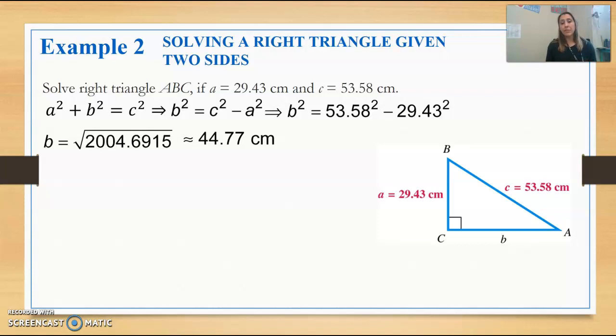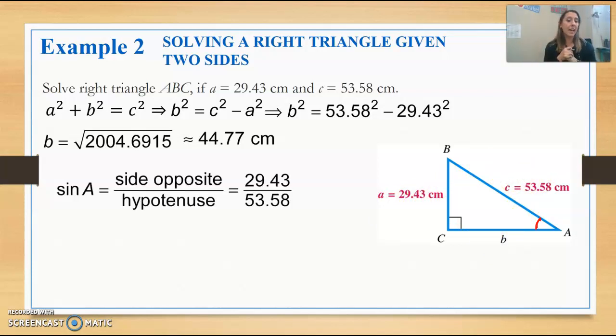Okay, so now the next thing we want to do, we want to use our givens. So I'm going to find angle A. So angle A is right here. So we're looking for an unknown angle. This is where we have to decide which inverse we want to use. So I've got the opposite and the hypotenuse. The opposite side and the hypotenuse, well, that's going to be sine. So I'm going to use the inverse of sine to get that angle.